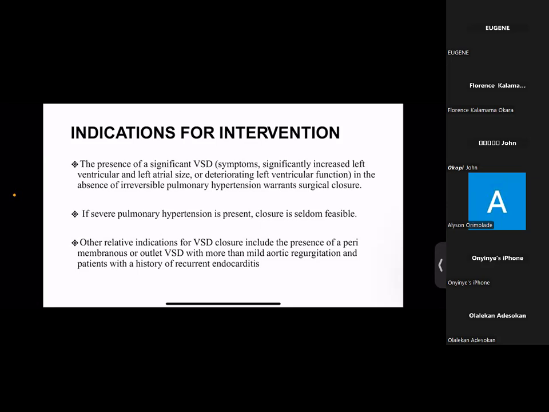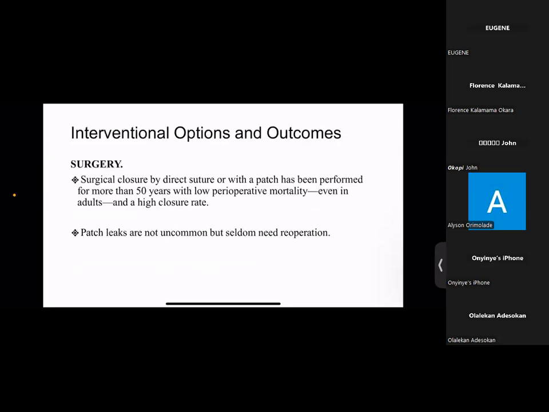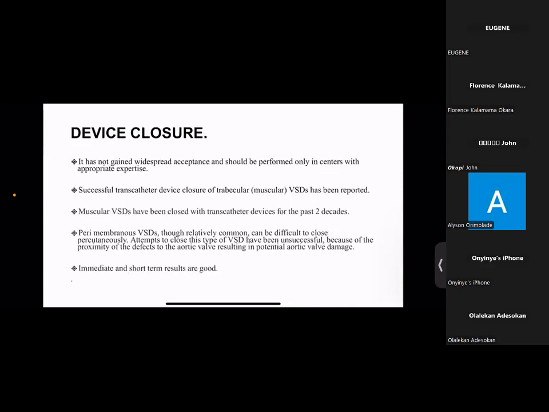Other indications to close a VSD would be when the patient has mild aortic regurgitation and if there is a history of recurrent endocarditis. Surgical closure is performed and there is a high closure rate. Patch leaks are not uncommon, but most times if it happens, a reoperation could be done.